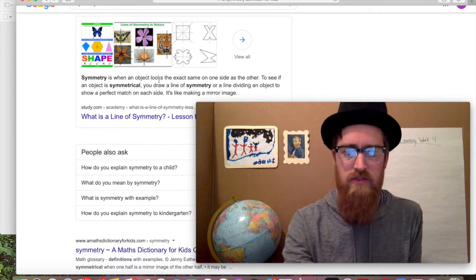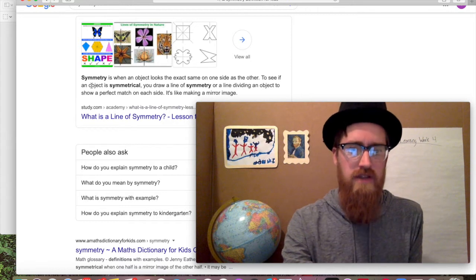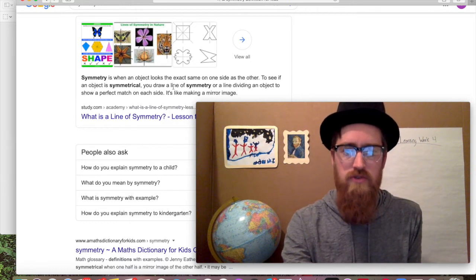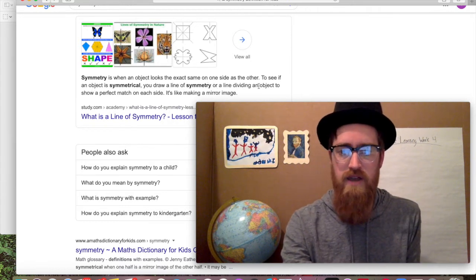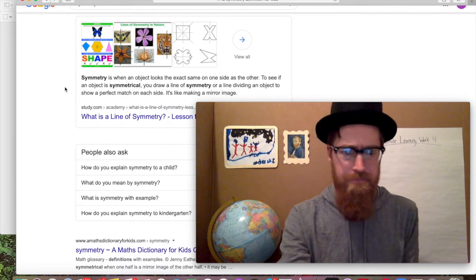Symmetry is when an object looks the exact same on one side as the other. To see if an object is symmetrical, you draw a line of symmetry, or a line dividing an object, to show a perfect match on each side.